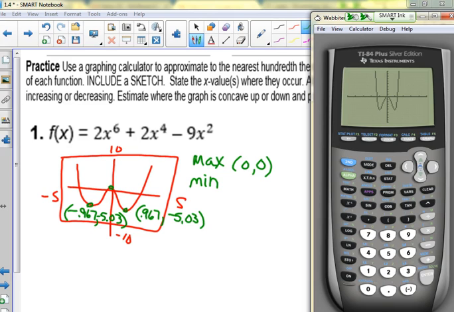Oh, I need you to estimate. Okay, let's talk about increasing. What is it doing over here? Increasing. So from negative, you can tell what x value. 0.97. Increasing. Where's another spot that it's increasing?